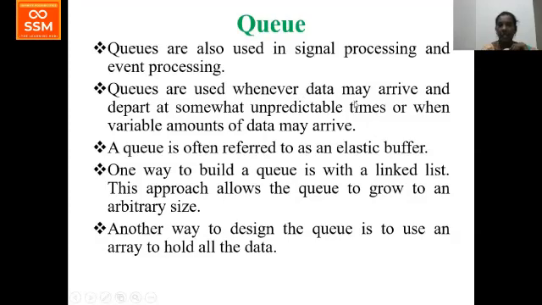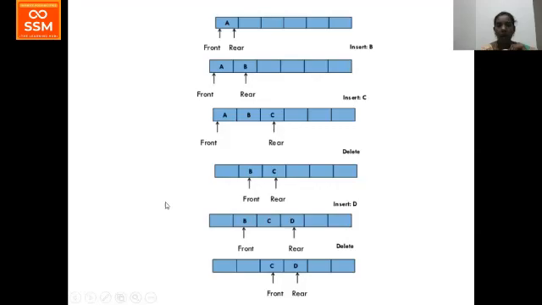So here the data arrives and departs at somewhat unpredictable times, or a variable amount of data may arrive. Another way to design the queue is to use an array to hold all the data. So an array of data should be used. Here the front and rear pointers indicate the location of the data, whether we are inserting or deleting.